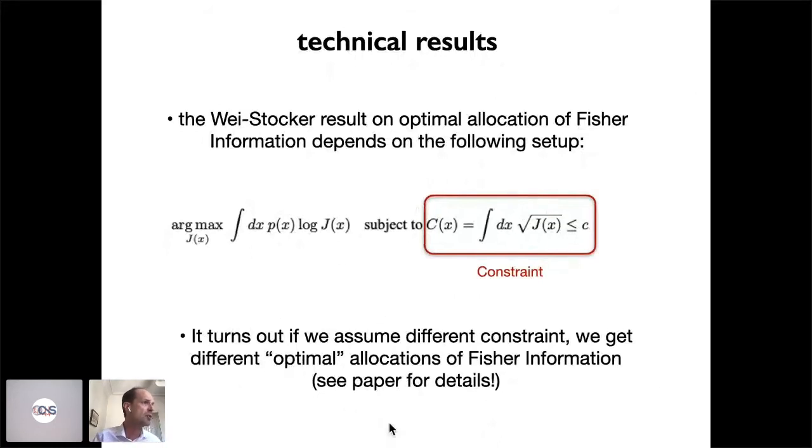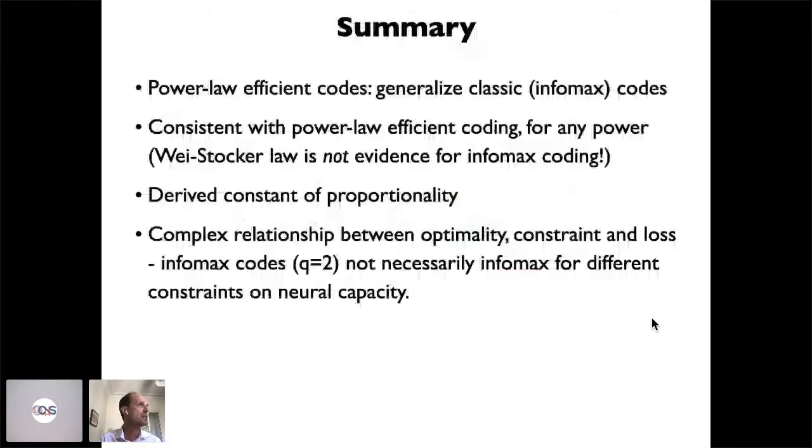So the details are technical and they're in the paper, so I'll refer you to the 2018 paper if you want to know more. But basically the take-home conclusion is that the assumption about what constraint the brain is subject to when designing the code also interacts with the power of the power law efficient code and the notion of optimality, whether it's infomax optimality or Lp norm or some other notion of optimality. Those things are all bound up. Okay, so let me just summarize and then I'll stop for questions.